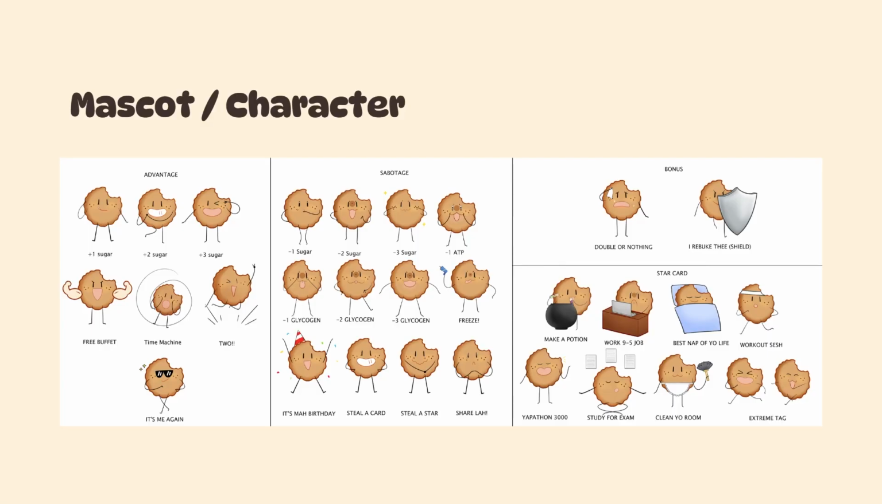Next, I will explain the mascot design. The mascot uses a rounded shape and soft expressions to create a friendly and playful feeling. Each expression and pose represents different game effects such as advantage, sabotage, and special actions. By using clear facial expressions and simple visual elements, the mascot helps players quickly understand what is happening in the game while staying consistent with the overall theme. Next.